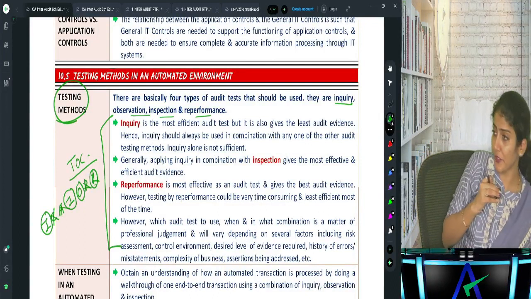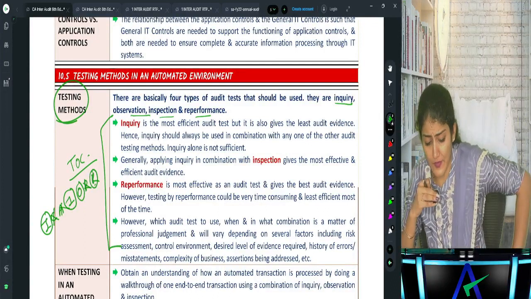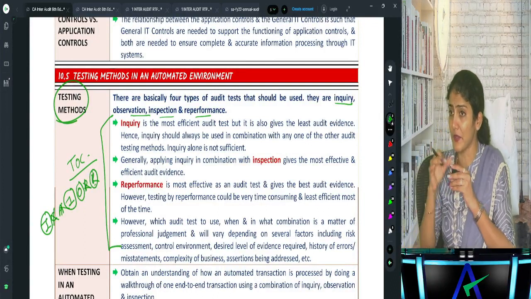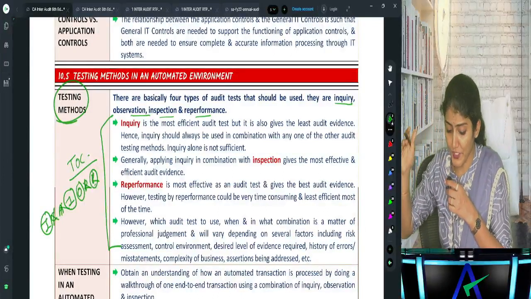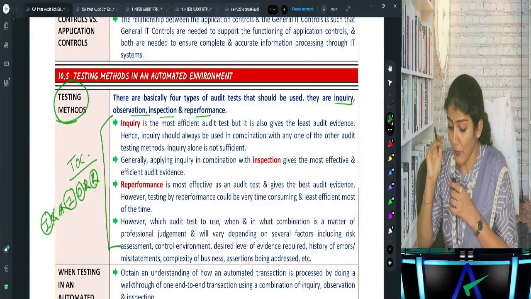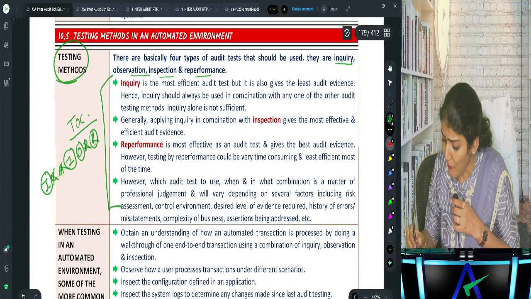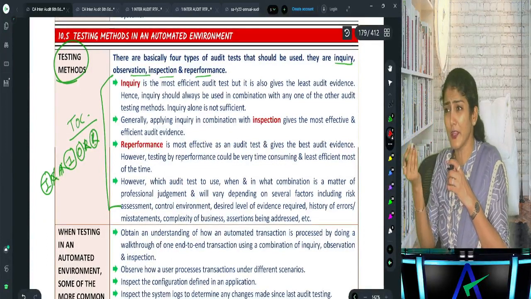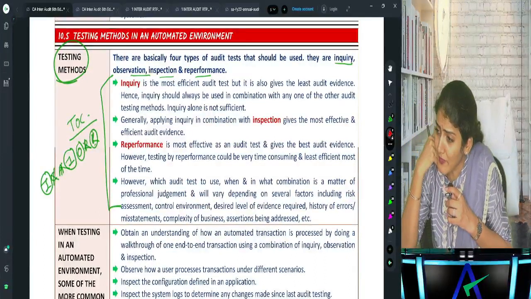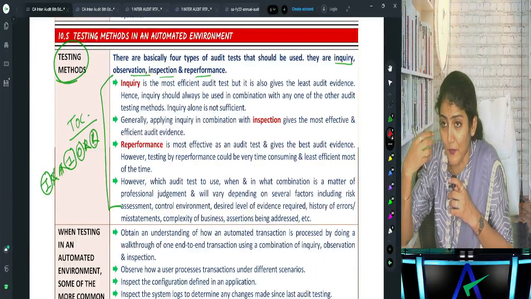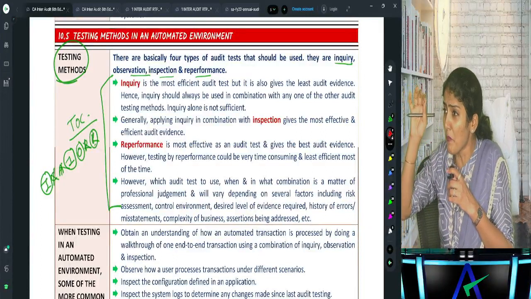Right, so now coming to the testing methods in an automated environment. Is it similar to TOC? Inquiry, inspection, observation, and reperformance. Now what does it say? Inquiry is the most efficient. Going and asking how you do purchases, what are the controls there for purchases. So making inquiry is the most efficient.